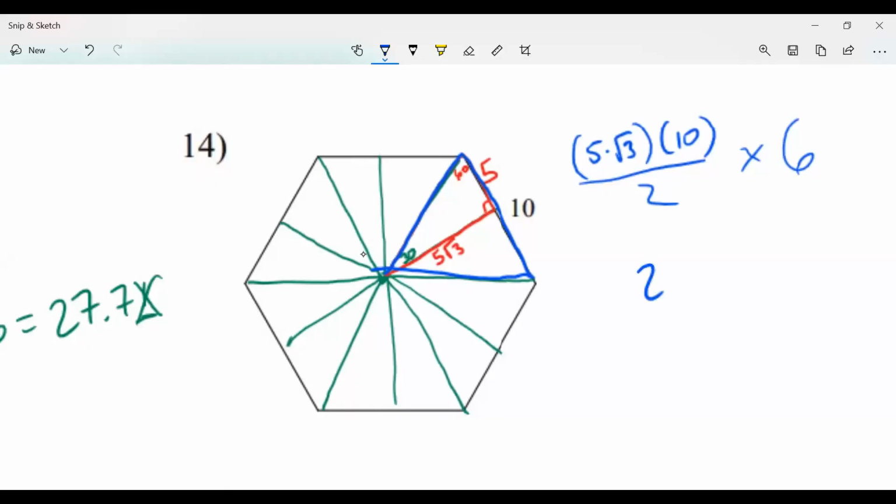Okay, so 259.80. The second decimal number is too small. I'm just going to ignore this. So 259.8. Beautiful.